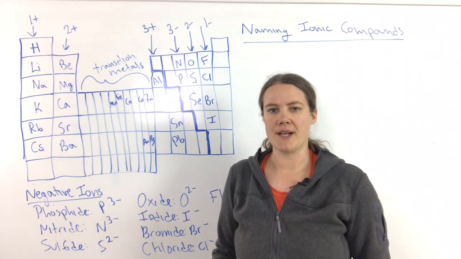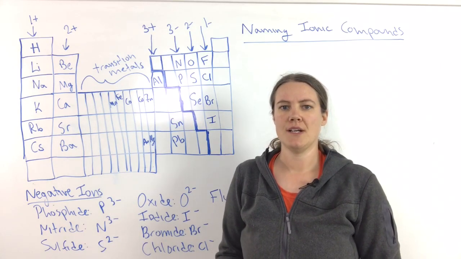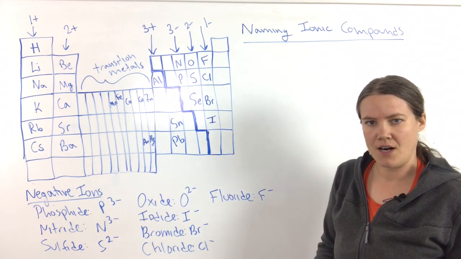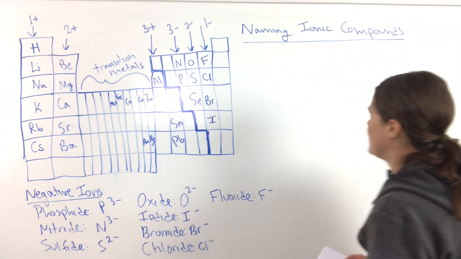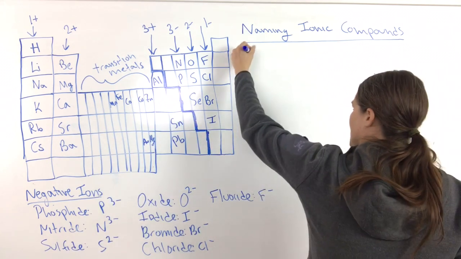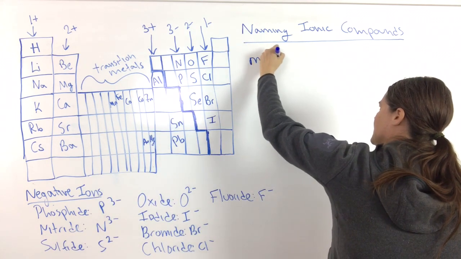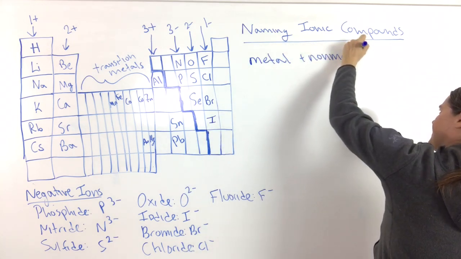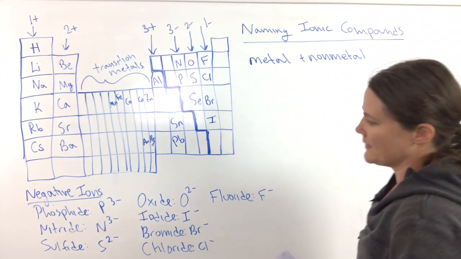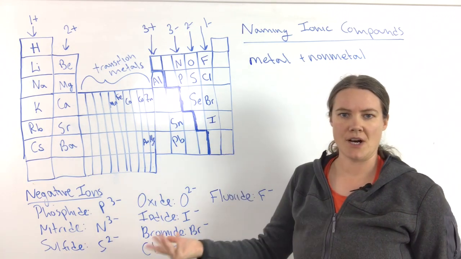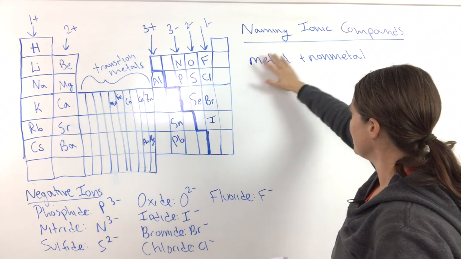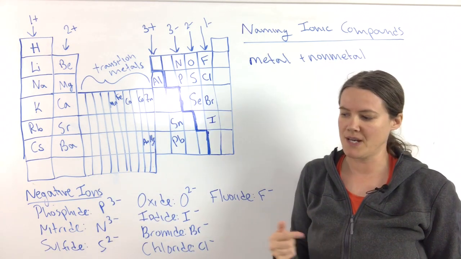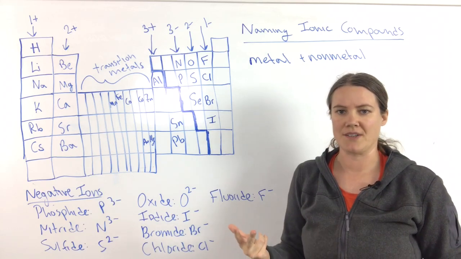In this video, I'm planning on talking about how to name ionic compounds. And first of all, what is an ionic compound? An ionic compound is a compound made up from a metal and a nonmetal. So the first step in naming your compound is to figure out if you even have an ionic compound. Remember, there's ionic compounds and there's covalent compounds.